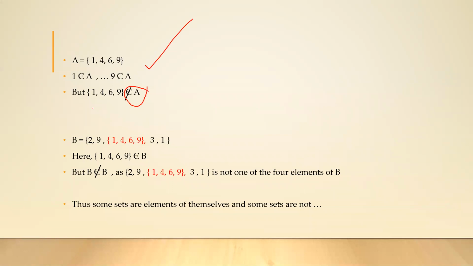Now let's think about the other one. B is the set 2, 9, and then you have {1, 4, 6, 9}. Now A belongs to B. Okay, you very well know that A belongs to B. 2 belongs to B, 9 belongs to B, 3 belongs to B, 1 belongs to B, and even this {1, 4, 6, 9} belongs to B. But again, when you look over here, B means it is this whole thing. Again, B is not an element of B.